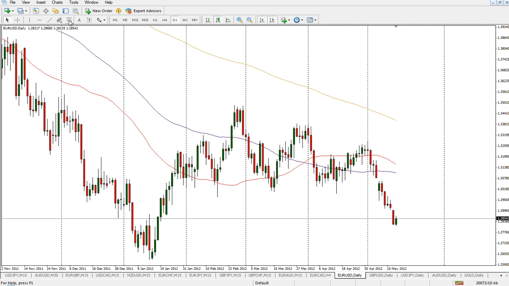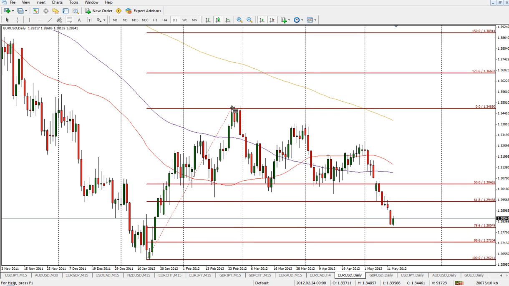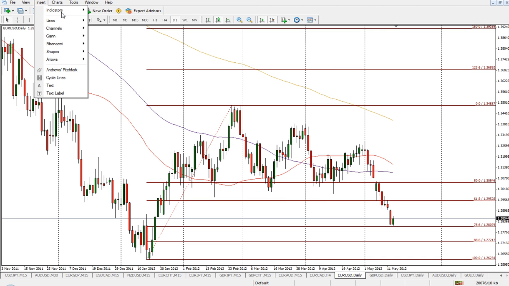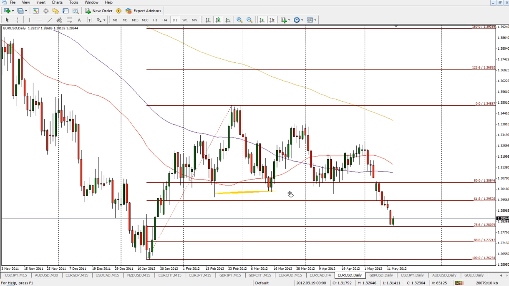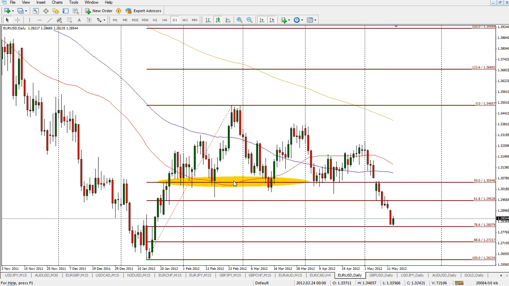What we've been looking at for the last few weeks is this fib move here, from the low to the high. We were talking about the 50% zone and how it got broken last week. Basically, this 50% line, I'll just highlight it for you. It's been holding very nicely since pretty much the start of the year. You can see all those supports around there.